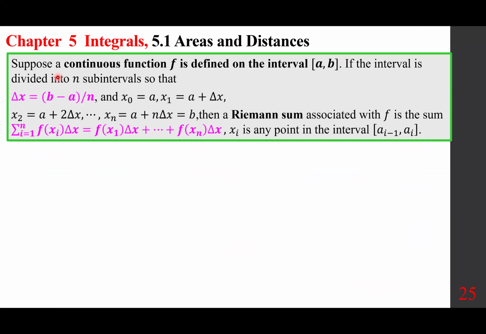Suppose a continuous function f is defined on the closed interval a to b. If the interval is divided into n subintervals so that delta x is (b minus a) over n, x sub 0 is a, x sub 1 is a plus delta x, x sub 2 is a plus 2 delta x, and x sub n is a plus n delta x equals b, then a Riemann sum associated with f is the sum that was mentioned in the previous page. x sub i is any point in the interval from x sub i minus 1 to x sub i. So that's pretty straightforward.